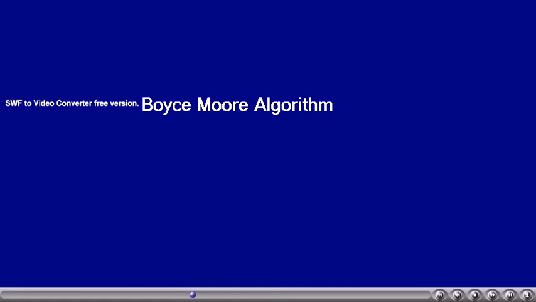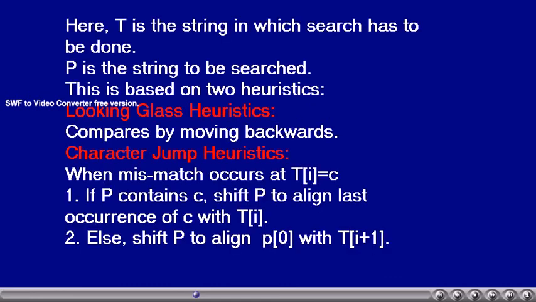In the following slides, we will try to demonstrate the working of another popular algorithm, known as the Boyer-Moore algorithm. The main objective of this algorithm is as follows. Before we talk about the algorithm, we are taking T as a string in which search has to be done. P is a string which is supposed to be searched in T. This algorithm is based on two heuristics, known as the looking glass heuristic. That is, here it compares by moving in the backward direction compared to the forward direction of the previous method.